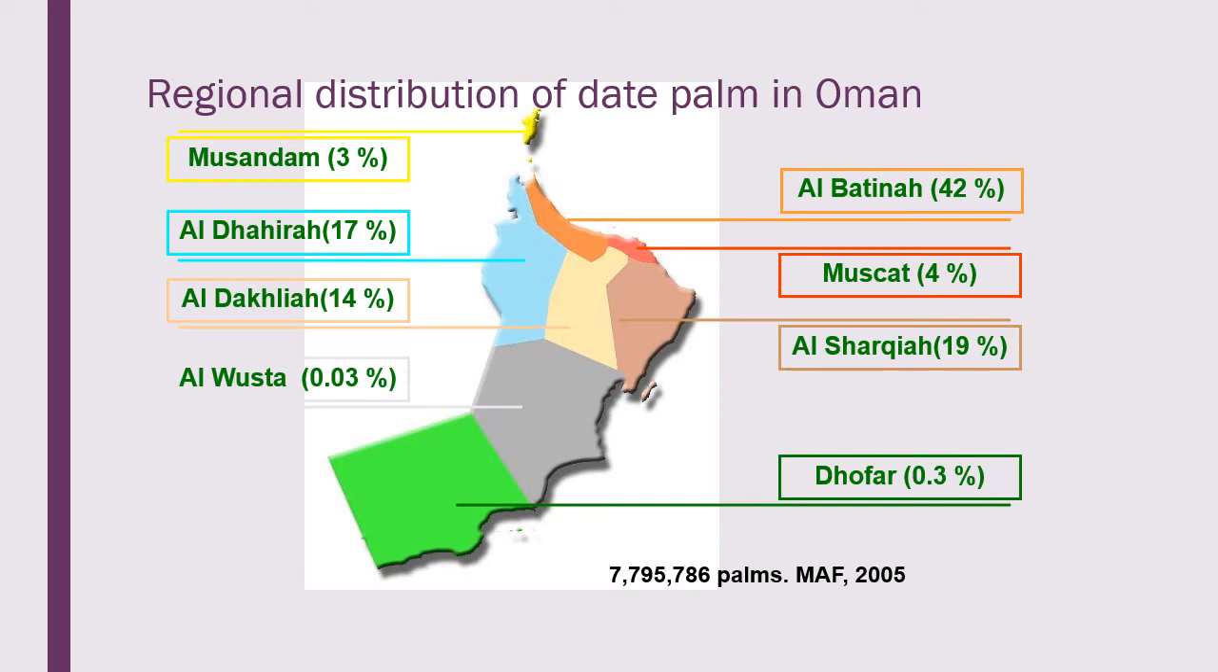A lot of the date palm is actually found in Batinah, which is 42% of all production. Then Zahra, Dakhliya, Sharqiya, these are all important. So you can see that date palm is almost grown everywhere throughout Oman. But basically, the northern part of the country is where most of the date palm is. There are about 8 million date palms in the country.